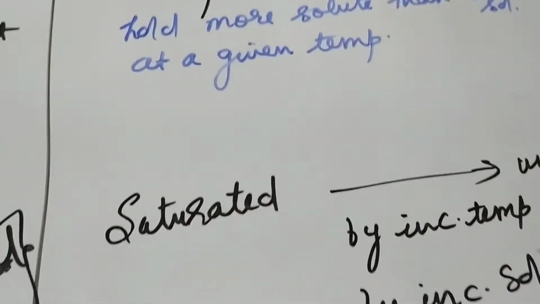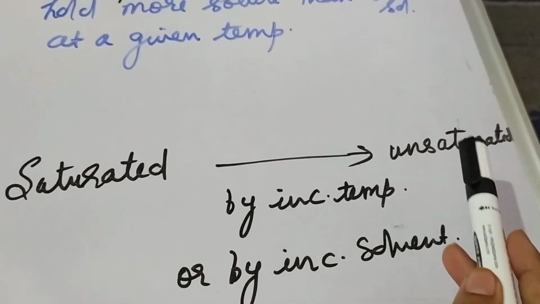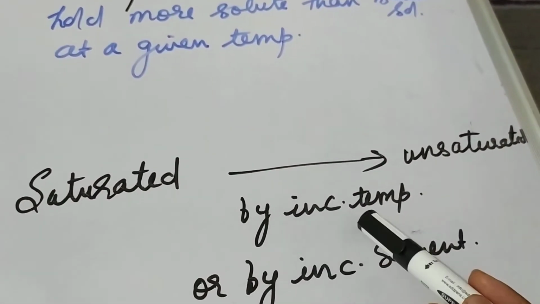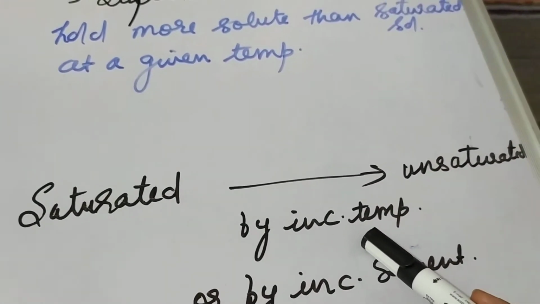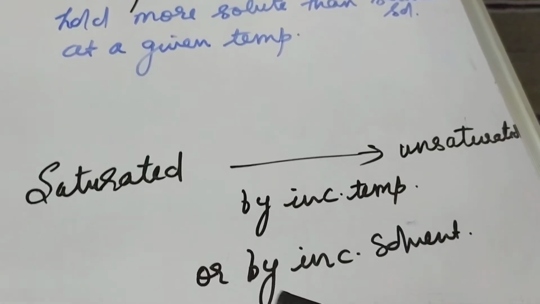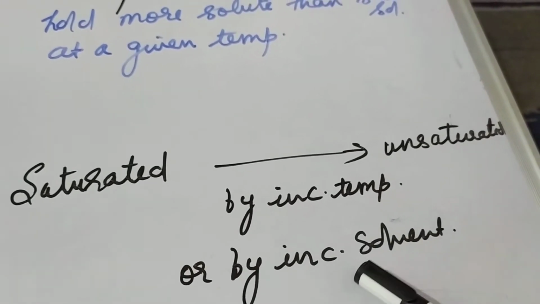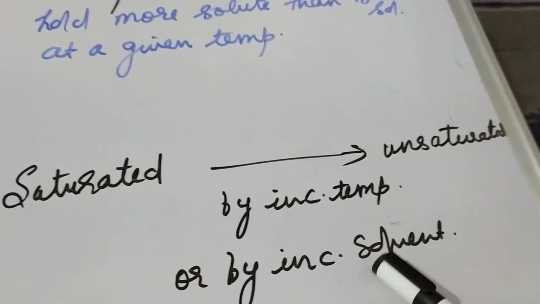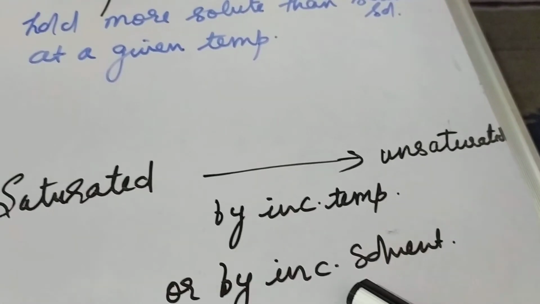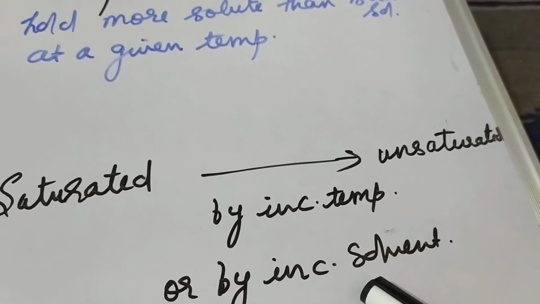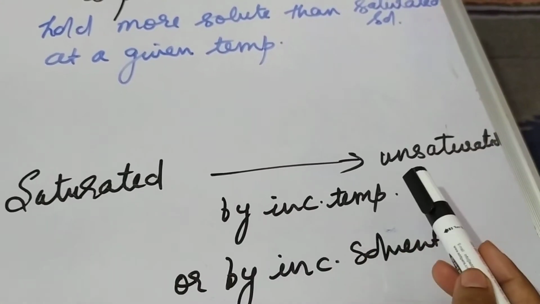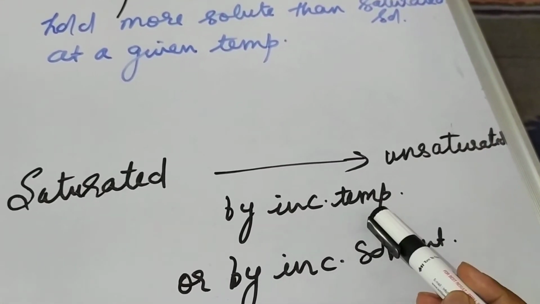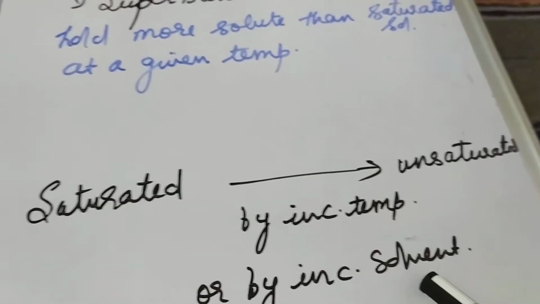Now, how can you convert a saturated solution into an unsaturated solution? It is by increasing temperature. If you increase the temperature, then you can dissolve more solute in a given solvent. Or you increase the solvent. If you increase water in the sugar solution, then you can still dissolve more solute, that is sugar, into the water. So there are two methods to convert a saturated into an unsaturated solution, that is by increasing the temperature or by increasing the solvent.